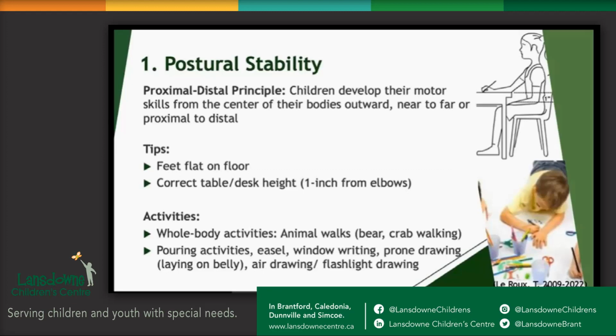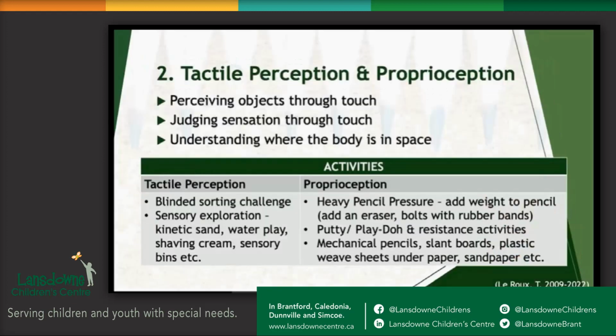So next we're going to talk about tactile perception and proprioception as a foundation for fine motor. So kind of breaking it down. Tactile perception and proprioception refers to our ability to perceive objects or judge sensations through touch, and understanding where our body is in space, respectively.